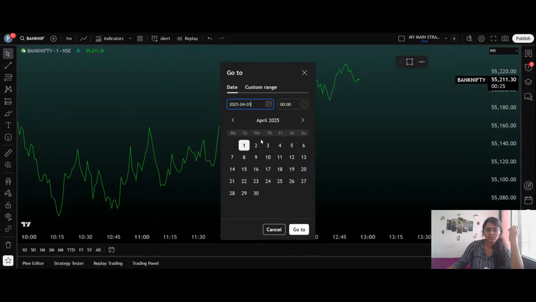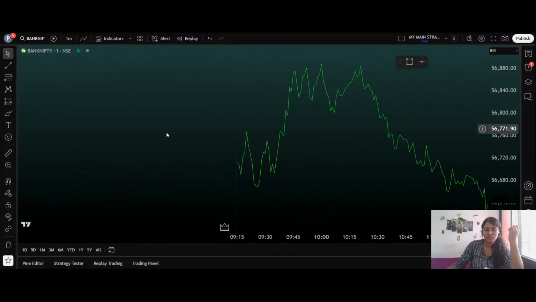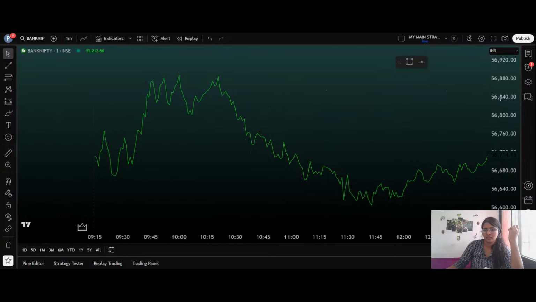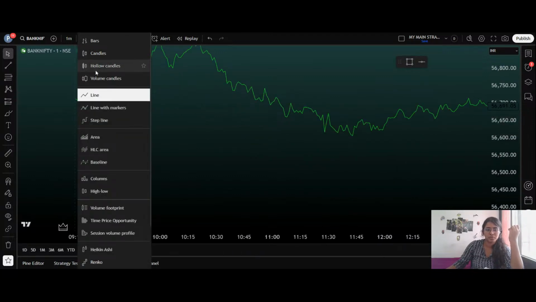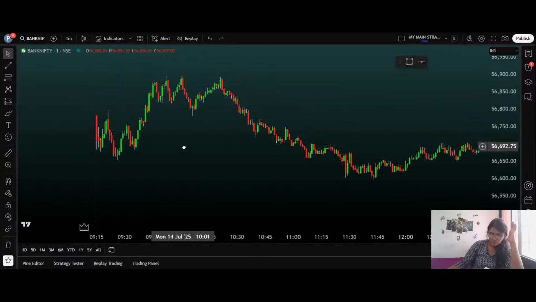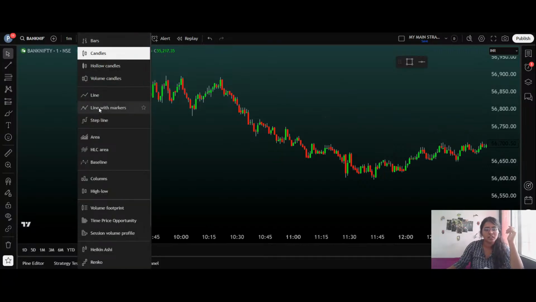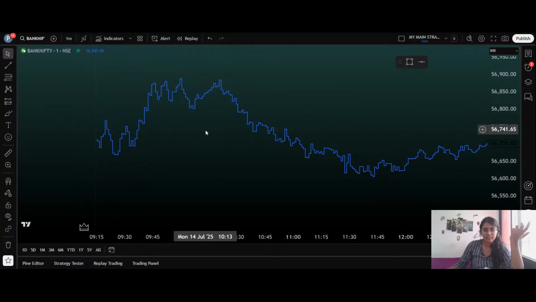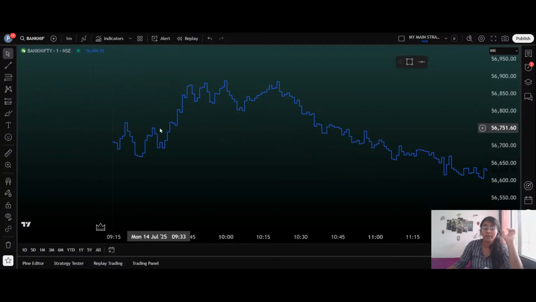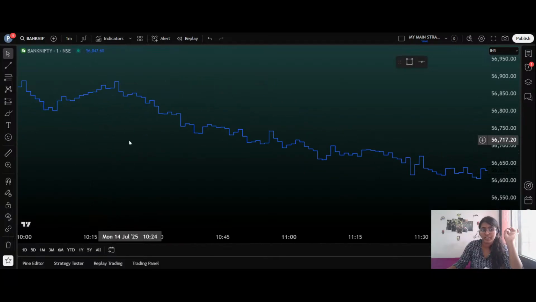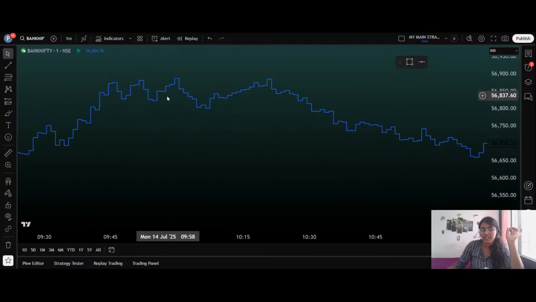Firstly, let's see this in the live chart. Let's go back. Okay, this is fine. This is the July chart that is going on. Now we'll see what the step line candles are. This is the step line candle. Step line candles are like simple candles, but they are continuous, as you can see.